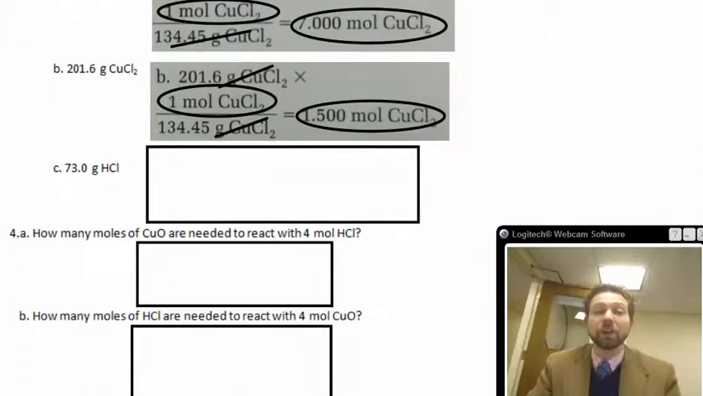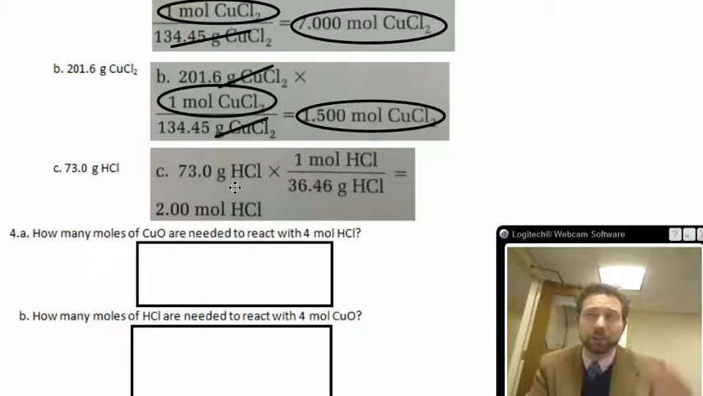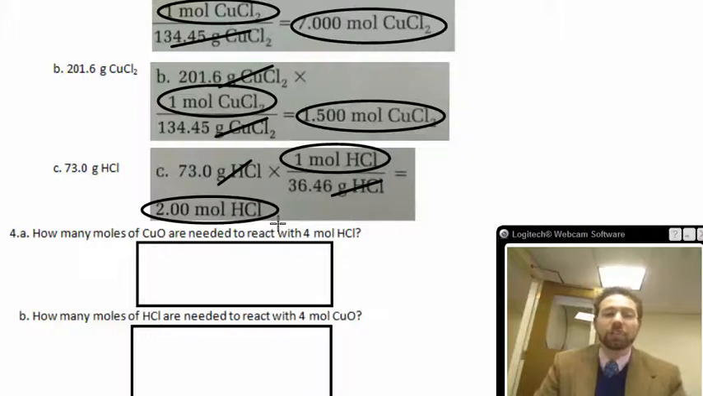How about 73 grams of hydrochloric acid? What do you think? Well, we take a look at 73 grams and multiply it by a conversion factor. For every 1 mole of hydrochloric acid, we have 36.46 grams of hydrochloric acid. Again, we can cross out grams, and what are we left with? Moles. So lovely. And we have 2 moles of hydrochloric acid there.